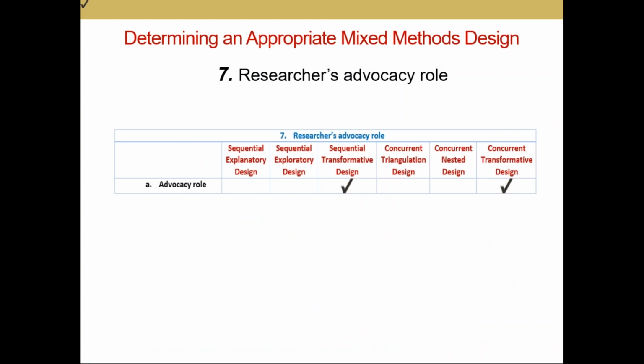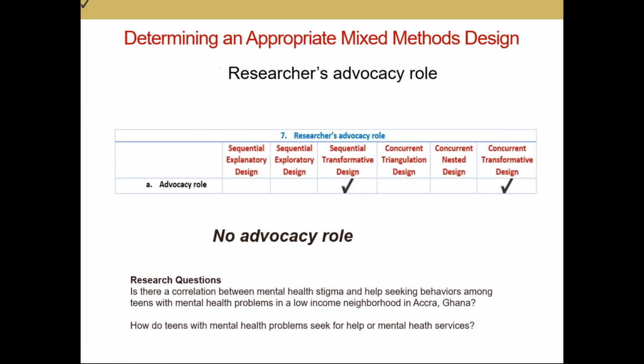And lastly, what kind of role are you playing in the study? Are you playing an advocacy role? If you are playing an advocacy role, then most of the time you might have to use sequential transformative design, right? Or concurrent transformative design. So these are the 7 steps. For this study, we are not taking any kind of advocacy role, so it doesn't apply to this study. So we are not going to choose concurrent transformative design, because we don't have any advocacy role here.